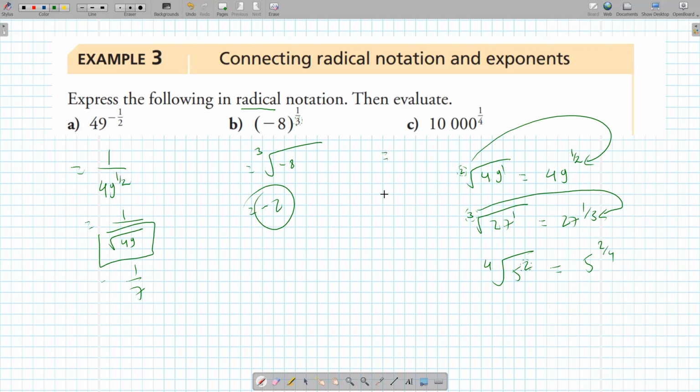What about C? In terms of the radical notation, what does that become? This one is the root, right? This one is the root. So look at this, very simple. 4th root of 10,000. And then the answer is this 10 on a calculator. Do you see that?